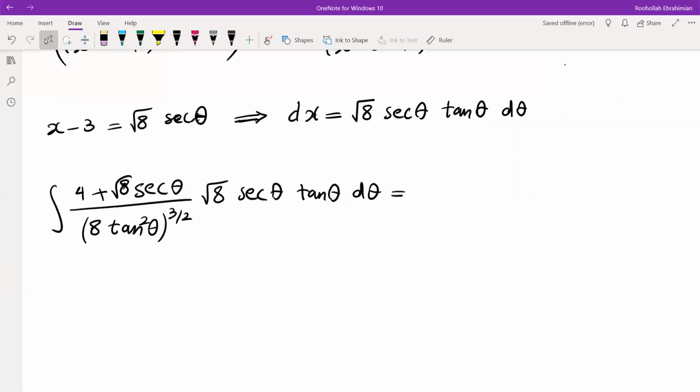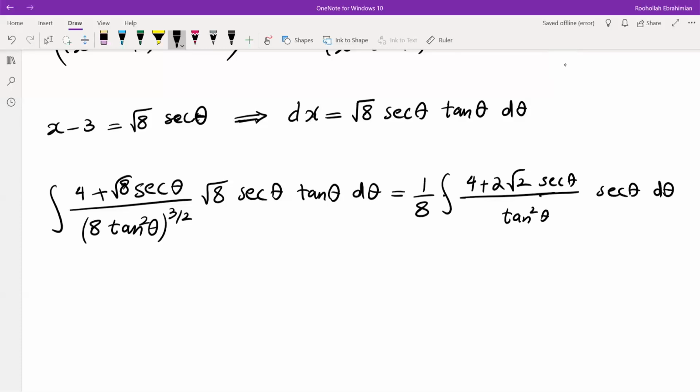We're going to simplify this one. At the bottom I have 8 root 8. One of the root 8s cancels. We get 1/8. Then I have tan cubed, and one of the tangents cancels. I'm going to get the integral of 4 plus 2 root 2 secant of theta, divided by tan cubed, so that becomes tan squared, times secant of theta d theta.